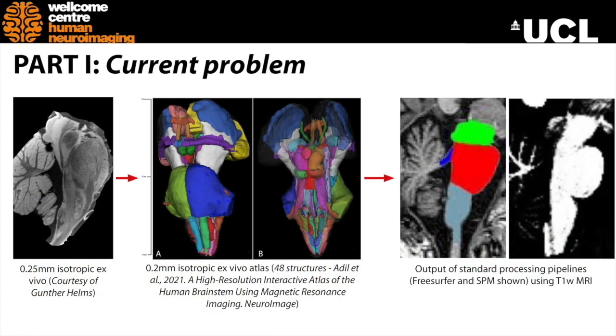Anatomically, the brainstem is a very rich structure, containing well over 180 distinct nuclei that underpin a wide range of critical functions. Despite this, our ability to resolve the internal structure of the brainstem in vivo is limited, as highlighted on the right with the outputs from 2 common processing pipelines. This limited ability to resolve the brainstem poses a significant problem, as highlighted on the next slide.